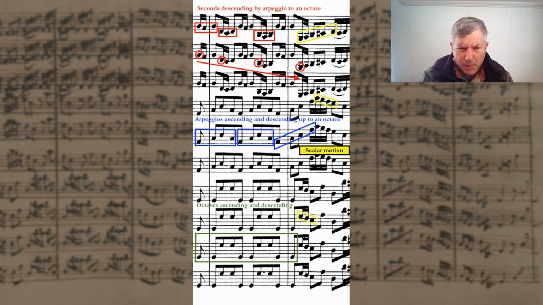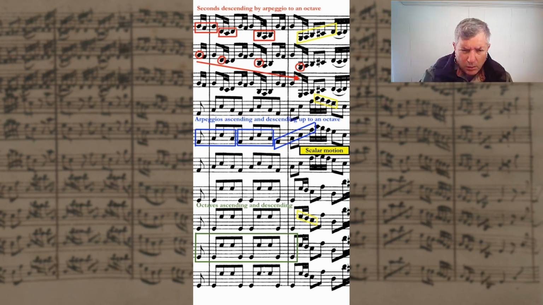And what happens in this last part of this first phrase? Everybody's got a scale. The violin's ascending scale, our viola descending scale, and our cello's also descending. And then our fifths are a little bit of a cadence.